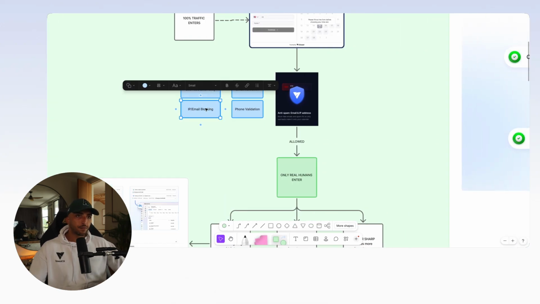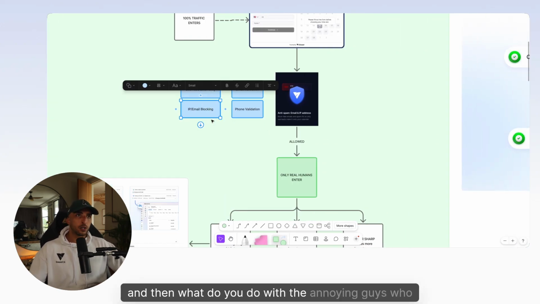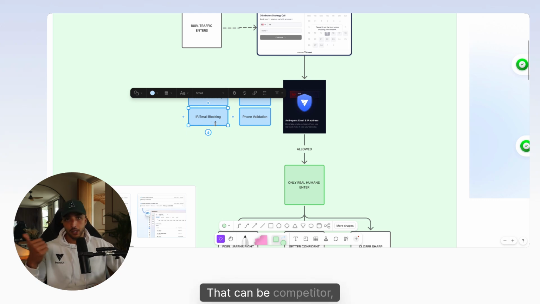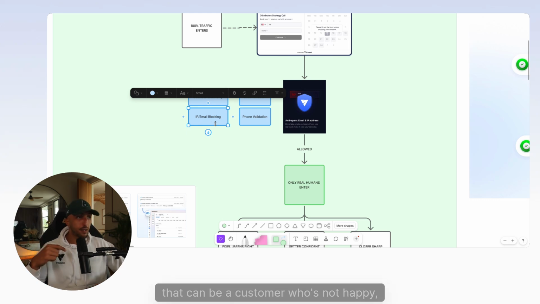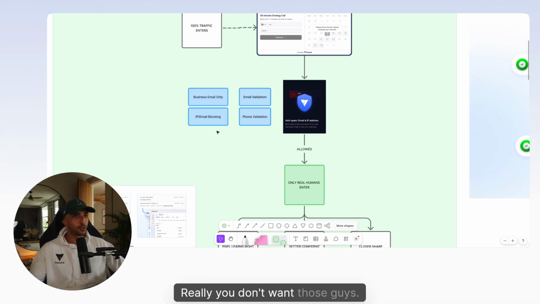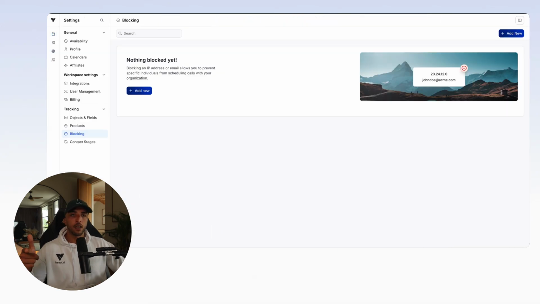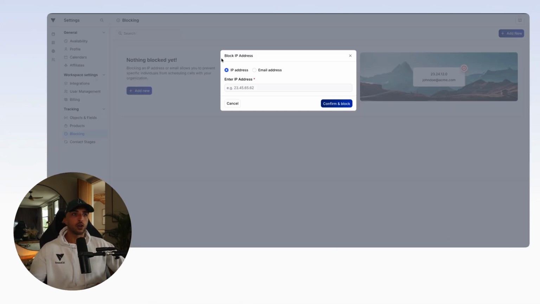So you do that. And then what do you do with the annoying guys who are just spamming you? That can be a competitor, that can be a customer who's not happy, that can be just a lead who has been disqualified, who really wants to book a call. Usually you don't want those guys. So what you do is you just go under settings in blocking, and then you come here and you add the IP or the email address.